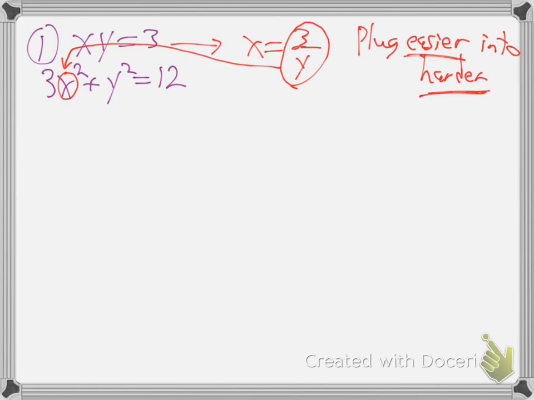All right, so what do we get? 3 times 3 over y, squared, plus y squared is 12. Good to there. So now it's just a big mess of algebra. It's all stuff you know. It's just a lot of it. These are long. There's 8 of these.